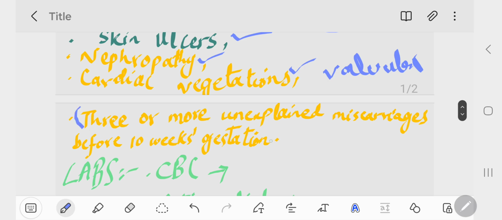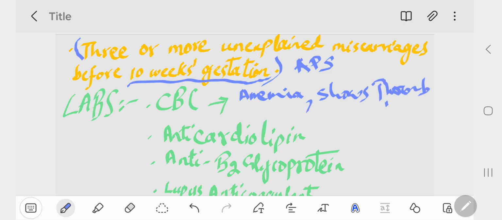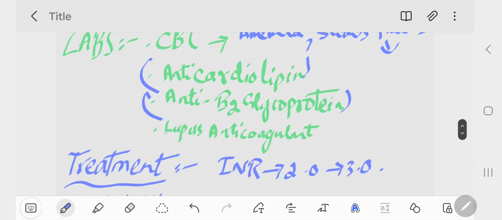In pregnancy, 3 or more unexplained miscarriages before 10 weeks of gestation raise suspicion of antiphospholipid antibody syndrome. When we do labs, the CBC may show anemia and also thrombocytopenia. Furthermore, we can detect anti-cardiolipin antibodies, anti-beta-2 glycoprotein antibody levels, and lupus anticoagulant by using the Russell viper venom test.